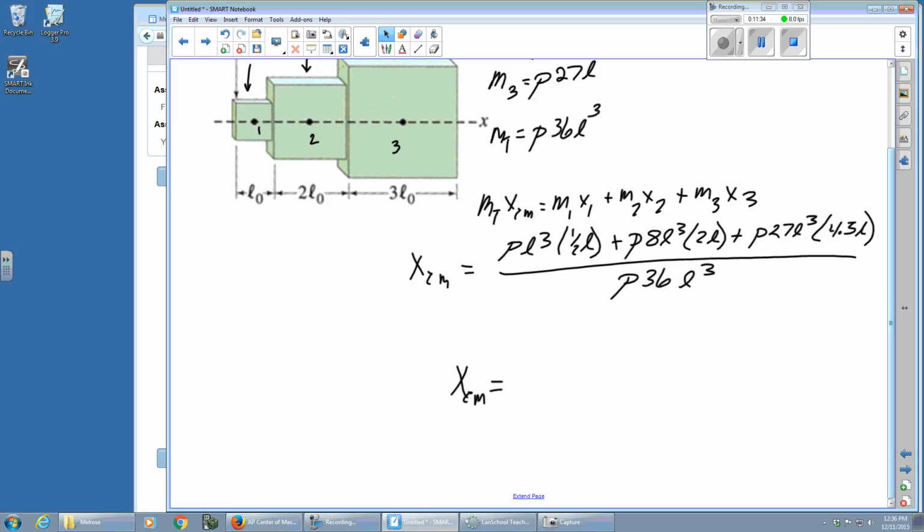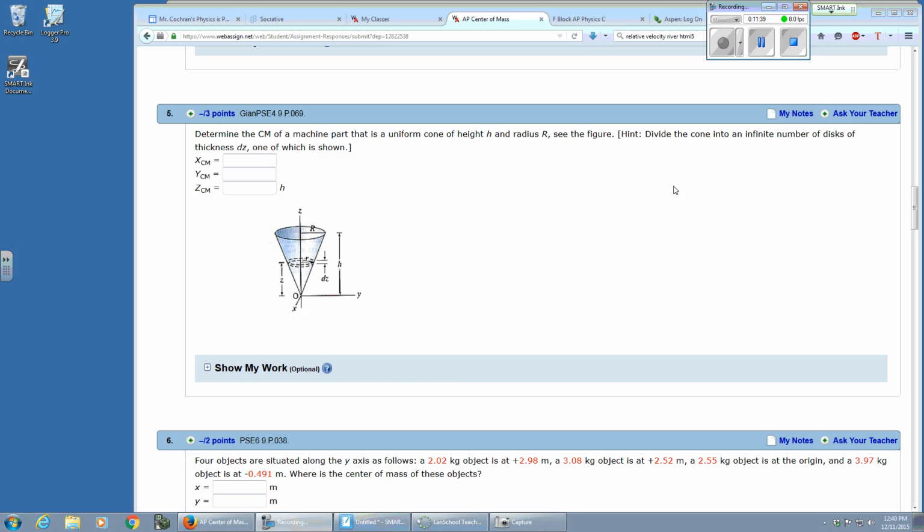I'll check mine, you check yours, see if we can beat Eddie and get an answer before him. Right off the bat on number 5, what can symmetry help you with? X and Y are equal to 0 due to their symmetry. You also notice that they kind of gave it away in the problem. There's no H next to those.